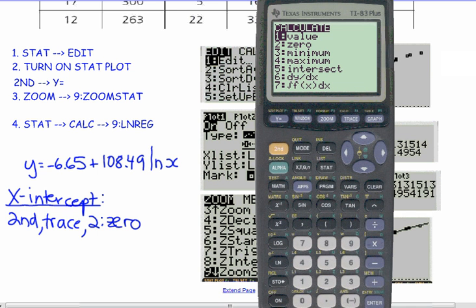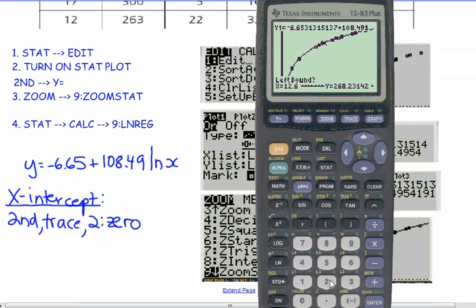So push number 2. Now it says left bound, right bound. So you have to go left of the 0, right of the 0. So basically when it says left bound, you need a negative y value. So we're going to go to the left until I see a negative y value. On your graph, you can just hold down this left arrow. I have to keep pushing it. It's a digital version. It's down that way. So do I have a negative y value yet? No. Now I do, so I can push enter.